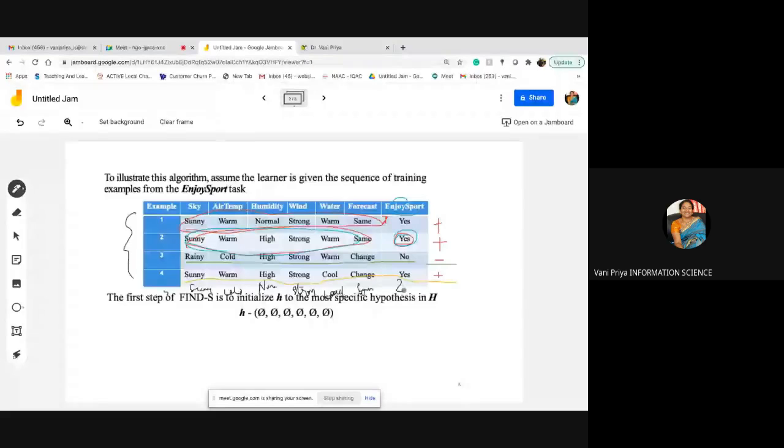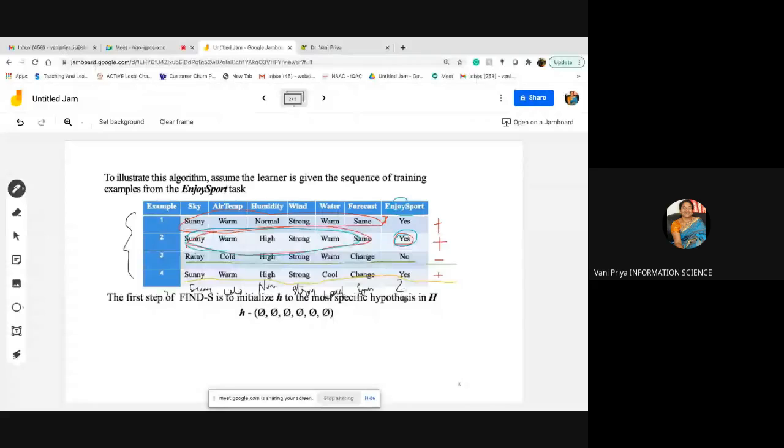Now, if you come across a new test case, these are all the training set. Suppose the fifth one is a test case, and the sky value is sunny, this is cold, this is normal, this is strong, this is cool, and this is same. What will be the value of enjoy sport, whether a particular person can enjoy the sport or not? That is what you're going to find.